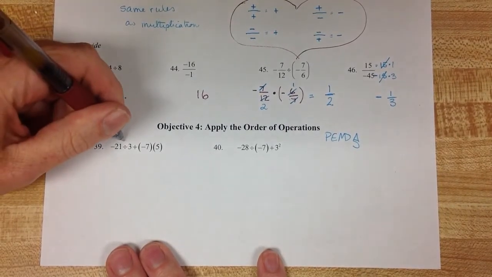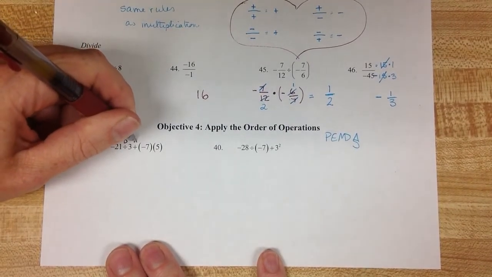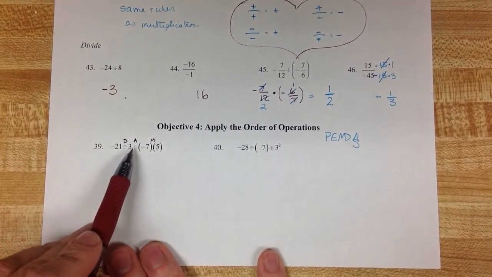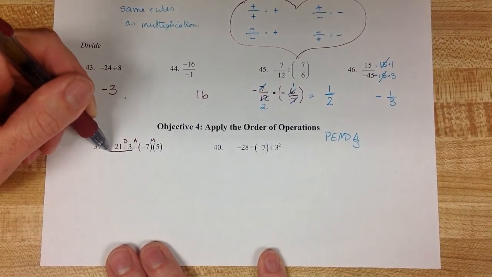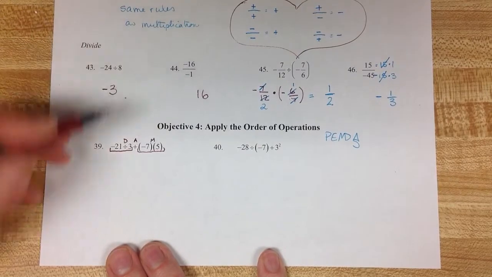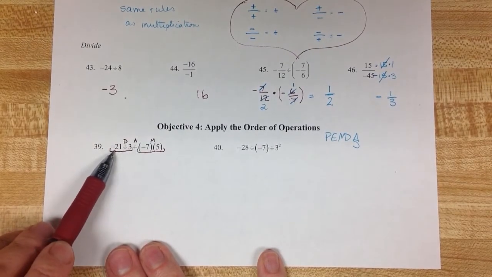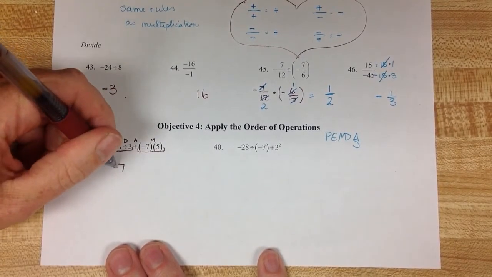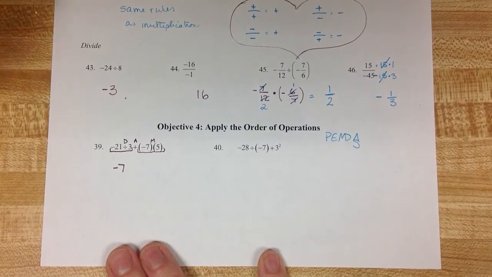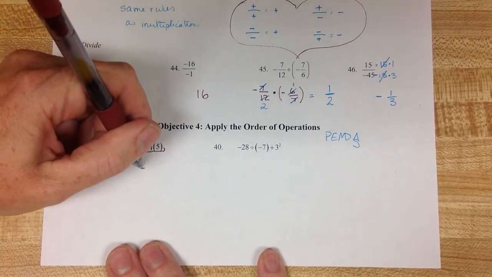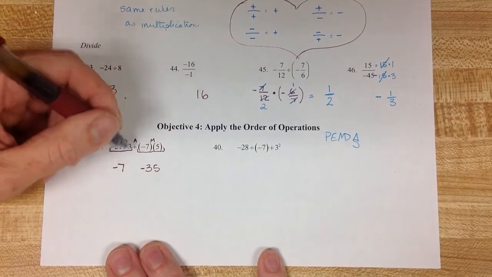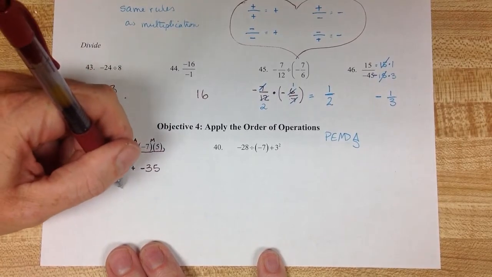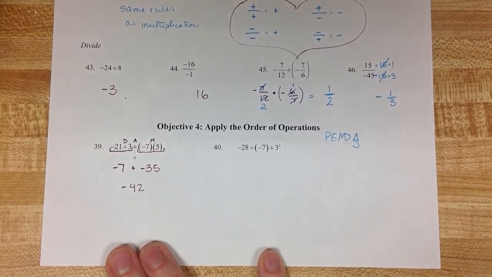Looking at the first problem, I see division here, addition here, multiplication here. Following order of operations, I need to do the division and the multiplication before I add. So 21 divided by 3 is 7, and since this one's negative and 3 is positive, it's going to be a negative 7. Negative 7 times 5 gives me a negative 35. Then the addition just comes down, and when I add a negative 7 and a negative 35, I get a negative 42.